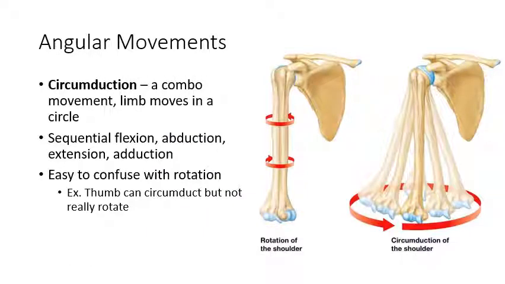The last type of angular movement is circumduction. Circumduction is actually a combination of multiple types of angular movement that make a limb basically move around in a circle. So to do circumduction, first you have to do flexion of that limb, then abduction, then extension, then adduction, and just repeat it in a cycle.